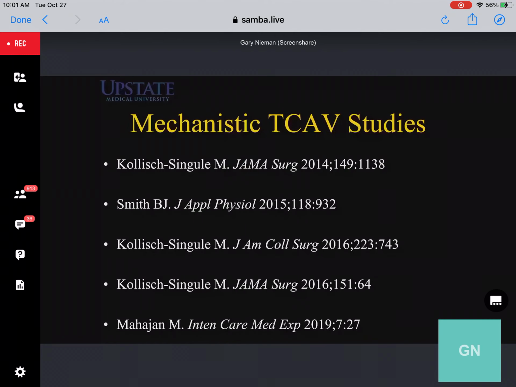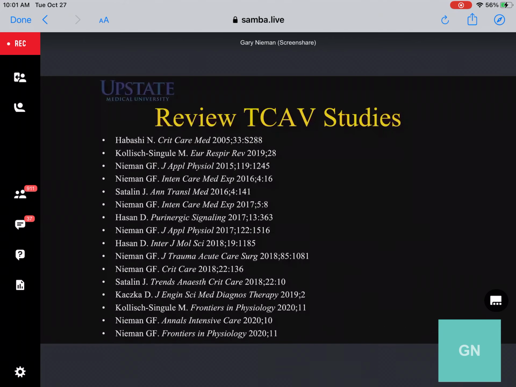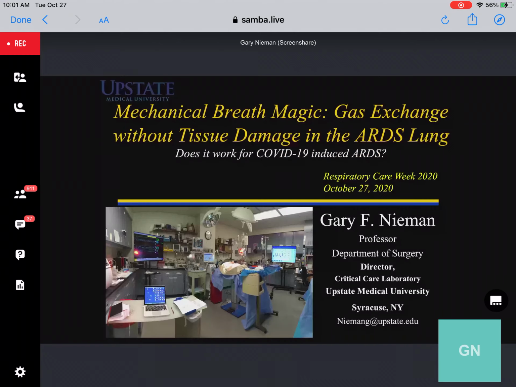And again, just so you have a list of the papers, I think that ICON will give you these. I'm fine if they do. These are mechanistic studies looking at the mechanism of TCAV at the alveolar level. These are efficacy studies looking at is TCAV more efficacious than other methods of ventilation in large animal models. And these are review articles on the use of TCAV. So with that, I would like to end my lecture and try to answer any questions, and thank you for your attention.